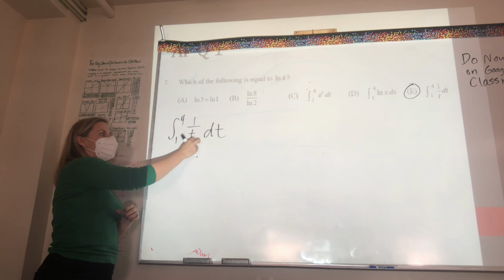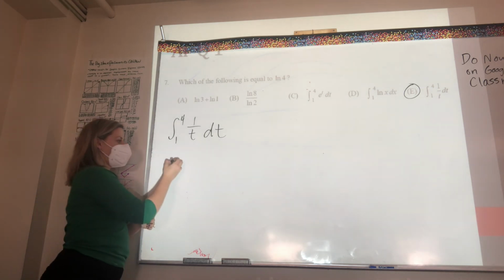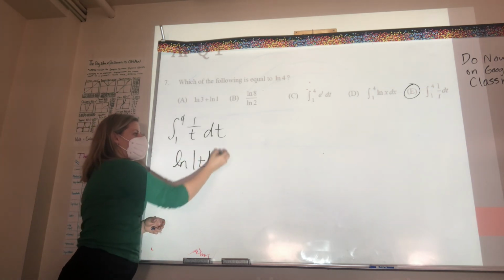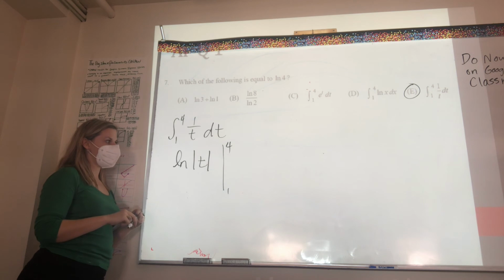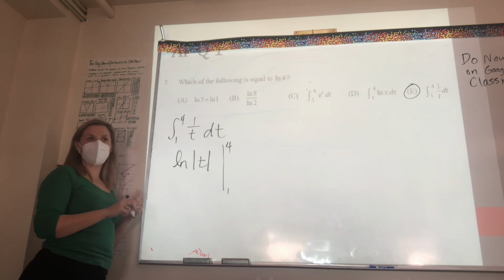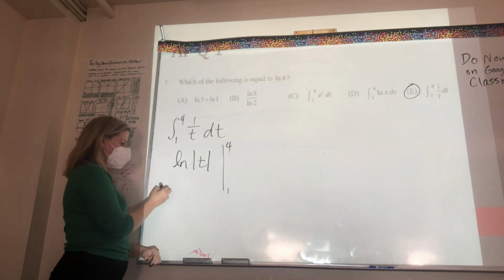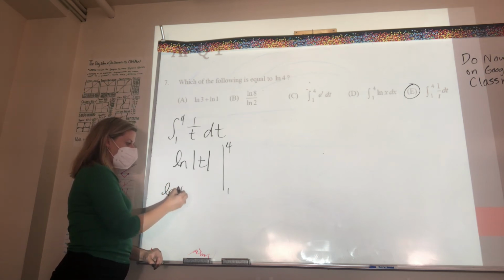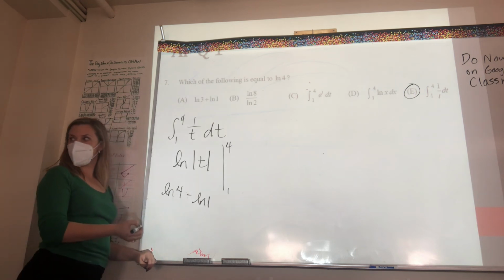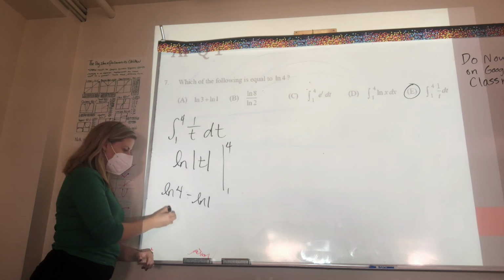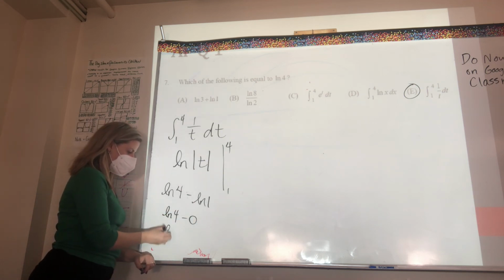So what's the integral of 1 over t dt? The same as 1 over x dx. Ln of t, from, and I'm not going to do plus c. I'll explain in a second. Okay, so I anti-differentiate it, and then the other part of the fundamental theorem of calculus is plug in the upper limit of integration minus plug in the lower limit of integration. So I have ln of absolute value of 4, minus ln of absolute value of 1. What's ln of 1? It's 0. So then it's just ln of 4.